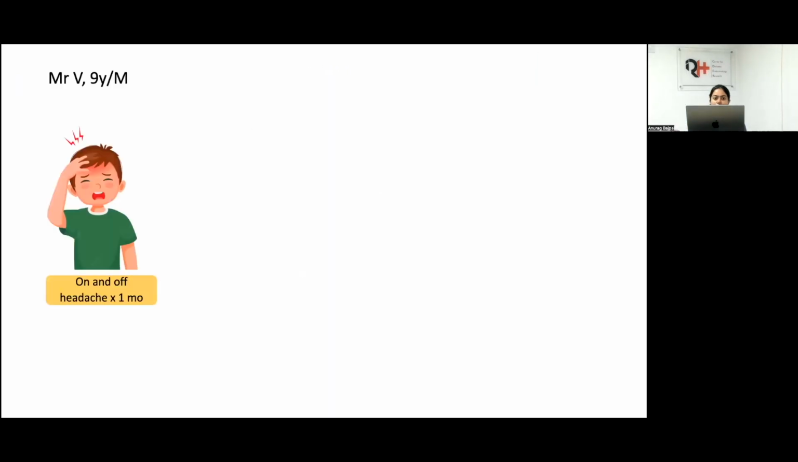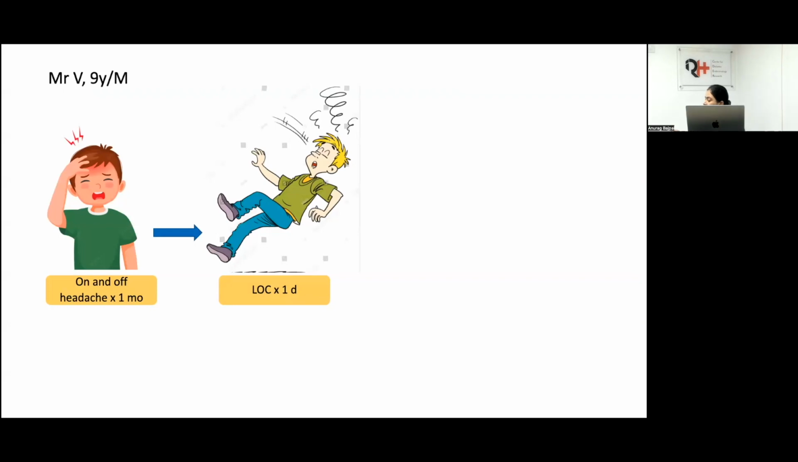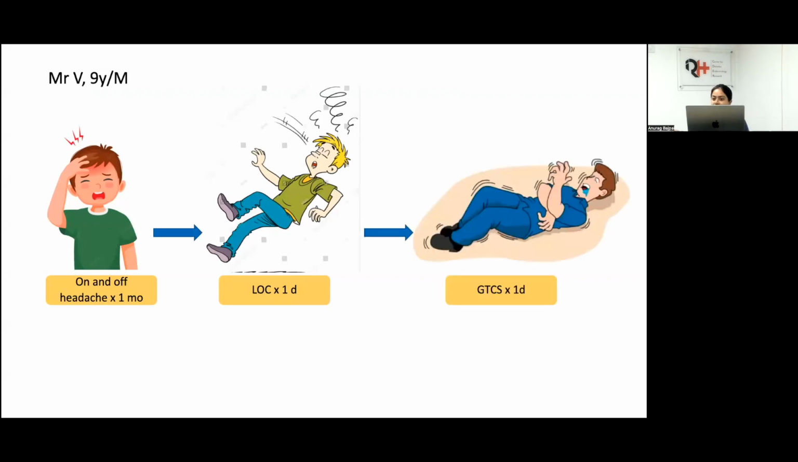We had a 9-year-old boy, Master V, who presented to us with complaints of on and off headache for the last 1 month, predominantly frontal, moderate to severe in intensity, lasting for a variable duration of time, with an acute episode of loss of consciousness and generalized convulsions.